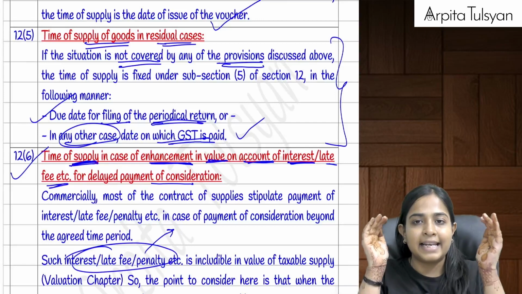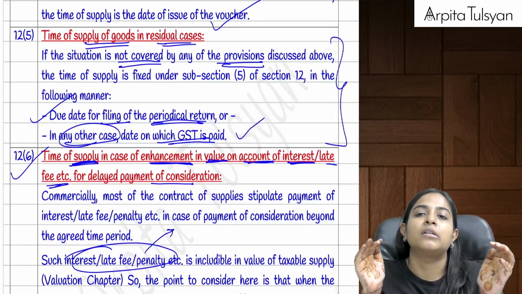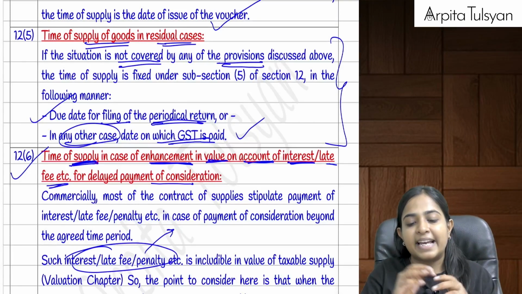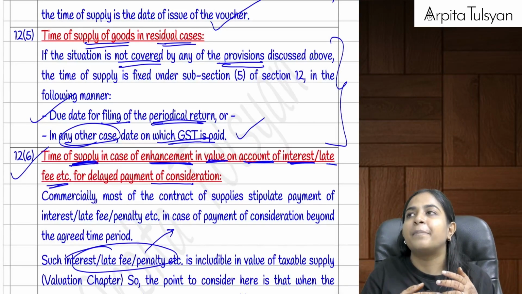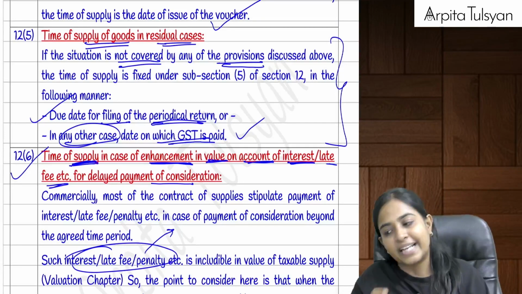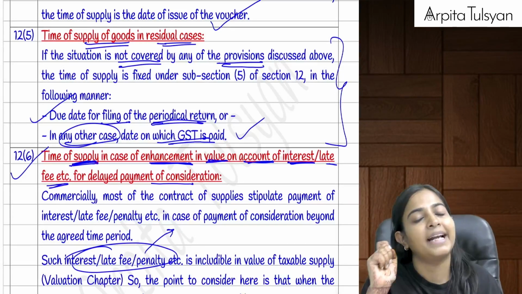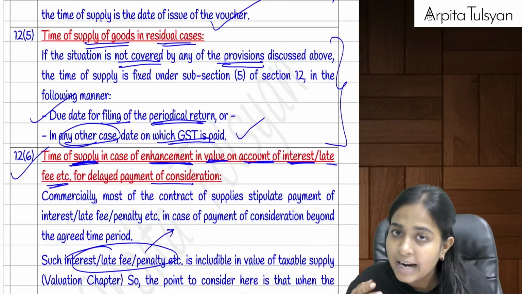Okay, let's say I am talking about the first quarter of a financial year, that is April to June. If there is any supply that has happened during that particular period, and we are not able to determine the time of supply, then whatever the due date of that quarter one is becomes the time of supply for that particular transaction.